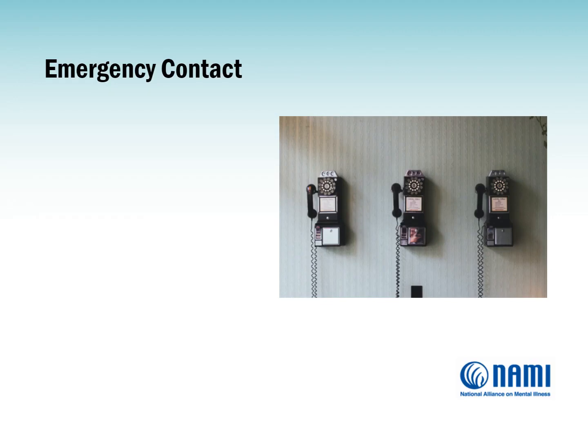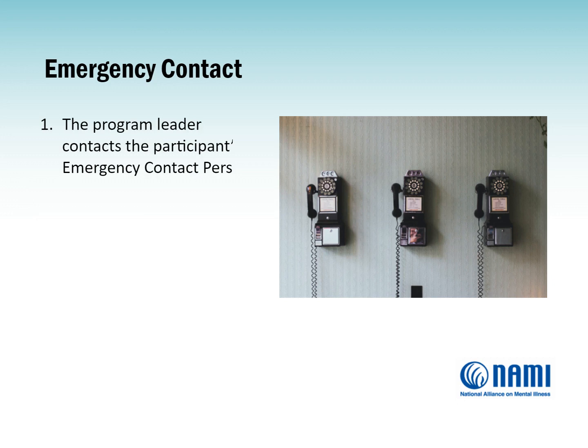The first step to respond to a mental health emergency is for one of the program leaders to contact the participant's emergency contact person. First, the producer should pull one of the program leaders and the participant into a breakout room. The producer may also be asked to make the call to the participant's emergency contact if the program leader is speaking with the participant.